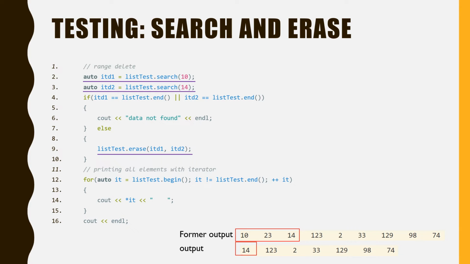Next, we will test the more generic version of the erase operation that works on a range. We obtain the start and end iterators for the range in line 1 and 2 and call the erase operation in line 9. Recall that we expect the erase operation to delete all data elements in the range except the last one. As shown in the output, we can confirm the integers 10 and 23 are deleted, and the last data element 14 remains in the linked list.